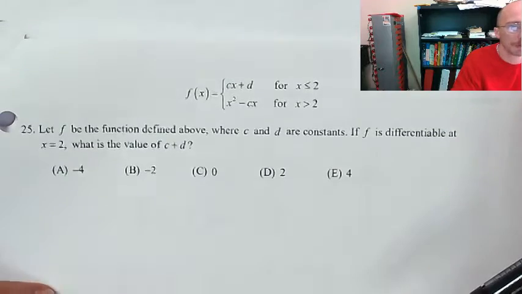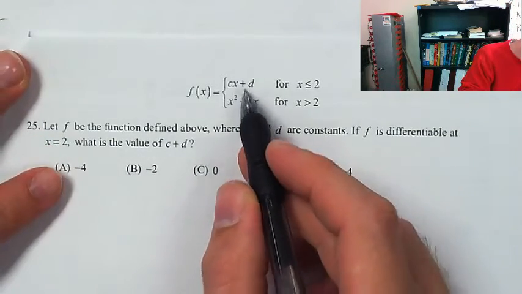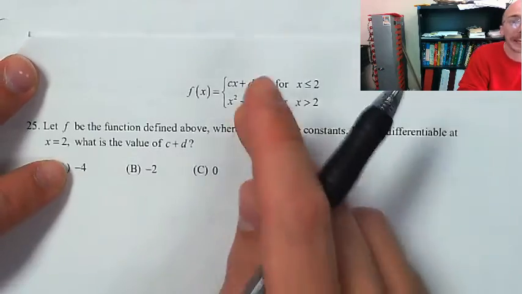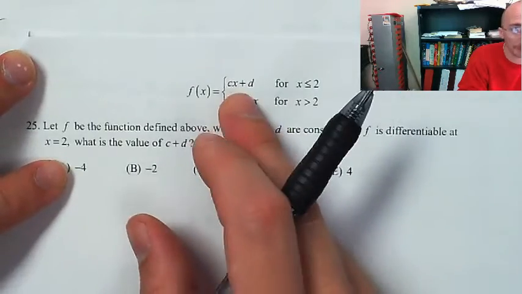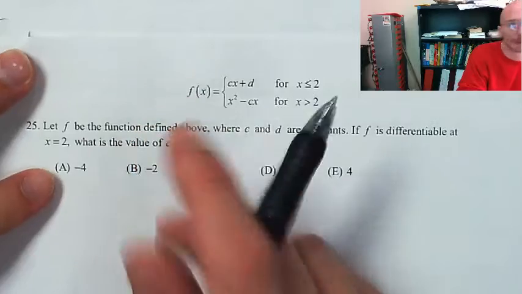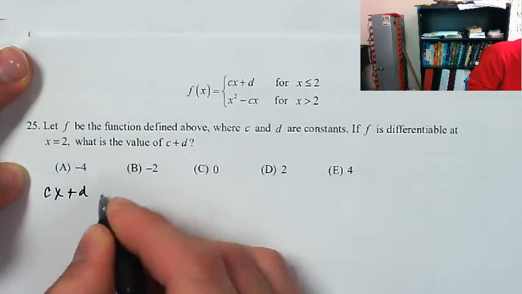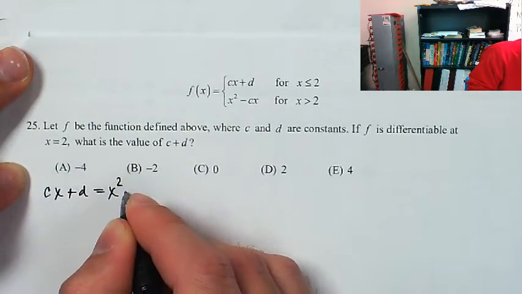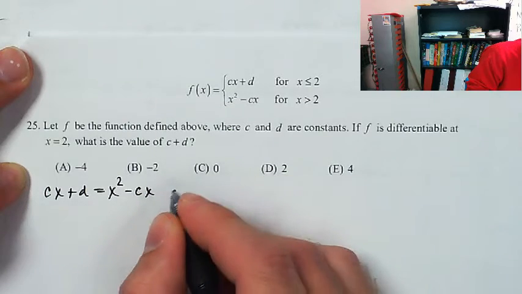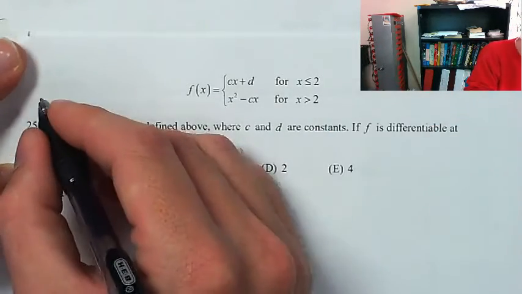Okay, f is differentiable at x equals 2. What is c plus d? All right, well, if it's differentiable, then these two pieces will equal each other, and the two pieces of the derivative will equal each other, because it's got to be continuous, and the derivative pieces have to match. So I'm going to start off by saying cx plus d needs to equal x squared minus cx at x equals 2. But then I'm going to take the derivative as well.